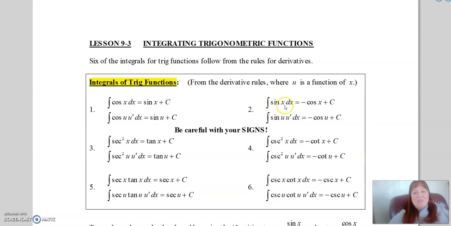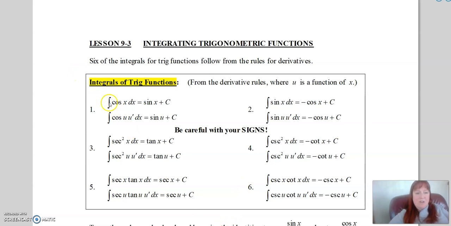So again, if you see sine, what is the derivative of what equals sine? Well, the derivative of negative cosine would give me sine, right? That's the same with all of these. The derivative of tangent is secant squared. The derivative of secant is secant tan. The derivative of negative cosecant would be cosecant cotan. So basically we're just undoing deriving, right?